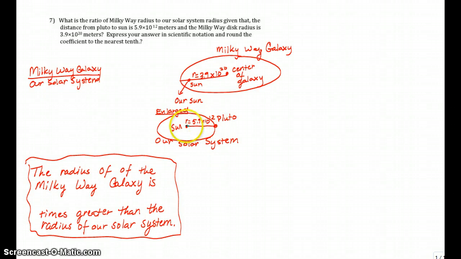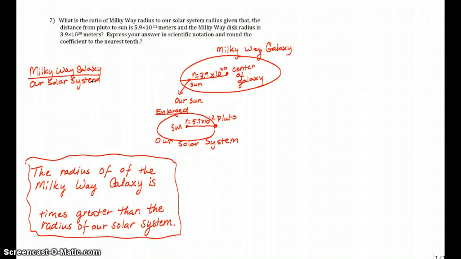And it's, again, this disk radius. Here's your radius. From the sun, which is the center of our solar system, to the farthest planet, which is Pluto, that's 5.9 times 10 to the 12th. And so we want to use a ratio to compare that. So I'm going to use a label, a word label. It doesn't have to be this long. Just even MW and SS for solar system would work.